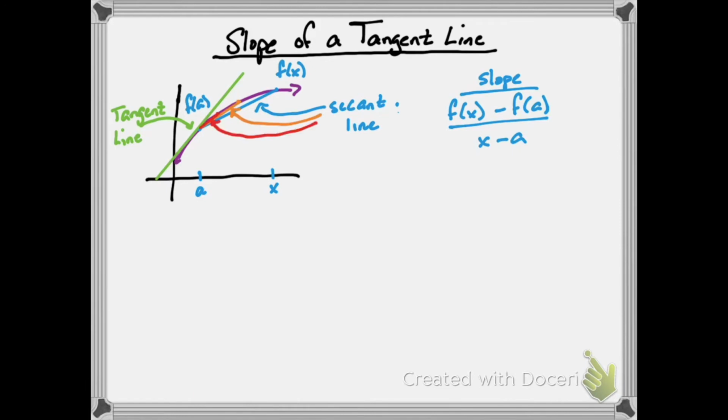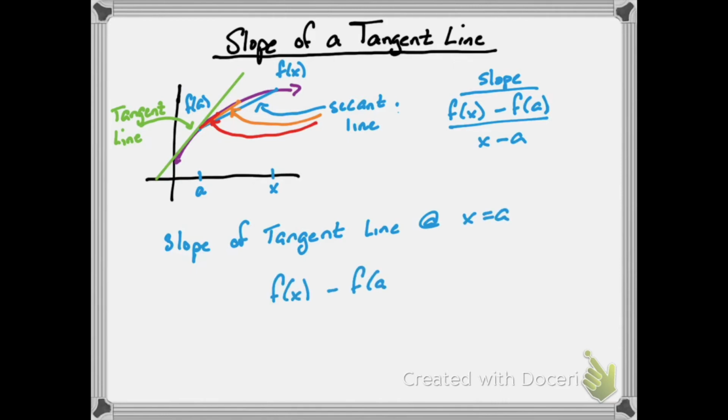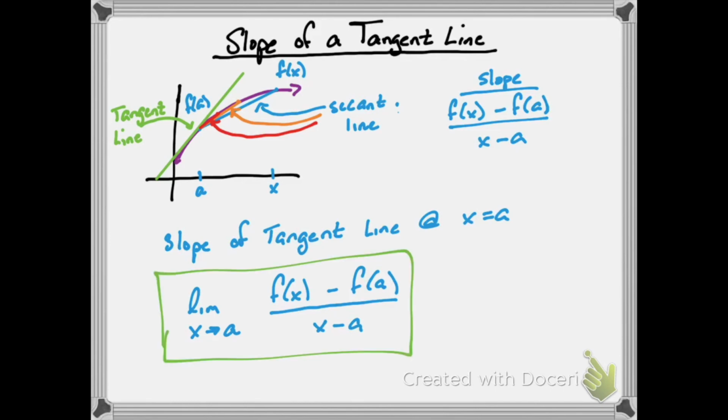We'll move our value x closer and closer to a, and we'll make subsequent secant lines. We'll make an orange secant line, we'll see this red secant line. They're all getting closer and closer to the slope of our tangent line. Right? And finally, if we take x and we find the limit as x gets closer and closer to a, eventually that secant line is going to be right on top of our tangent line, and we can say the slope of our tangent line at x equals a is equal to the limit as x approaches a of f of x minus f of a over x minus a.